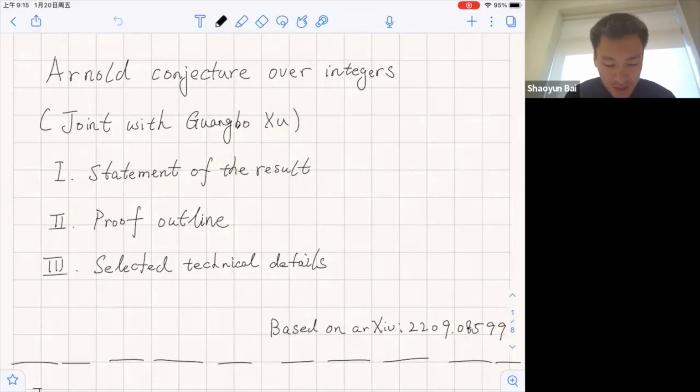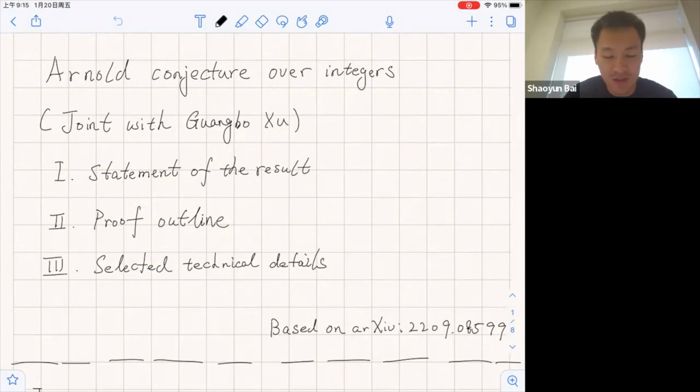The title of my talk is Arnold Conjecture over integers, and what I'm going to present today is based on joint work with Guangbo Xu. So let me give you an outline of my talk. It's going to be 3 parts. In the first part, I'm going to state the result and maybe add some discussions about my point of view of Arnold Conjecture.